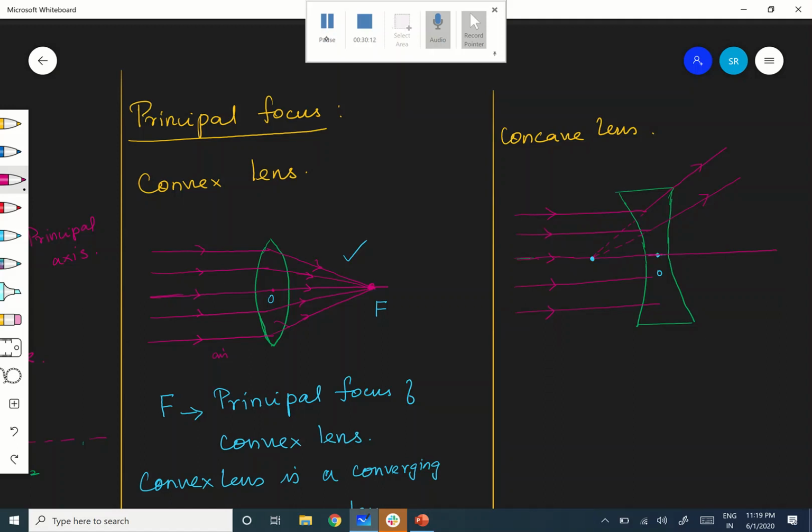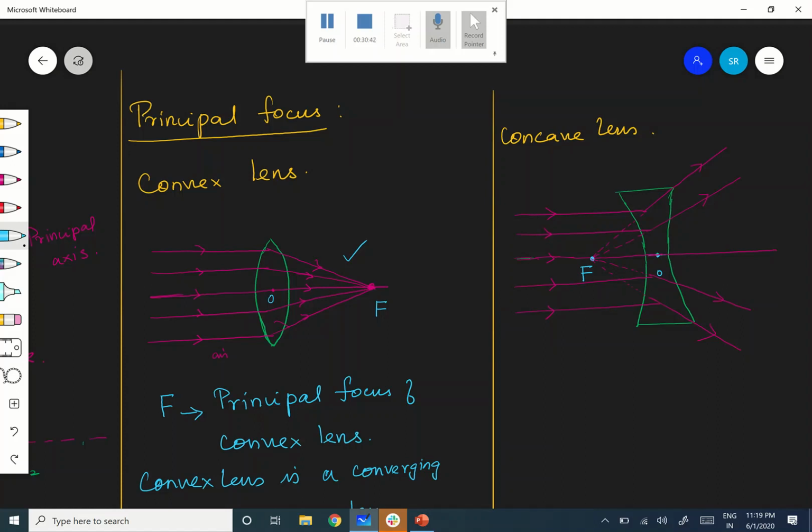Therefore, here also, you see, the rays, after refraction, they diverge. They appear to diverge from a point lying on the principal axis. With the scale, you have to draw. Okay. So, therefore, it is going and you extend in the opposite direction. That means it meets at one point, and that point is what is called the principal focus.